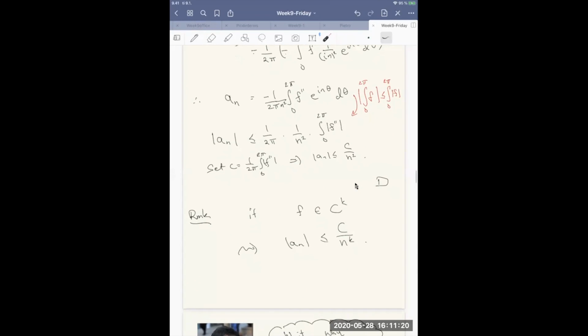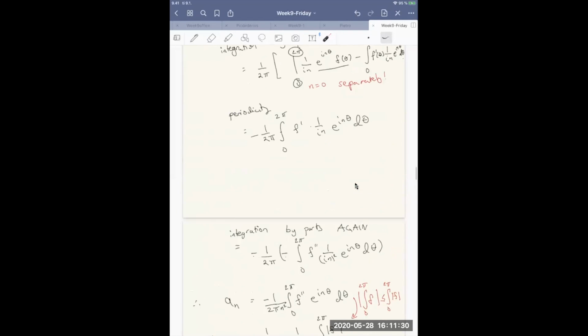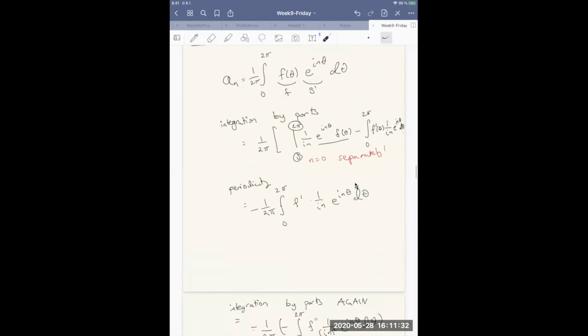Now, as you notice, there's a pattern to this; you could repeat it more than twice. If you repeat it k times, what you get is a_n is less than c over n to the power k. And one correction to the above: we don't need to treat the n equals 0 case at all, because these bounds we only need for n bigger than or equal to 1.